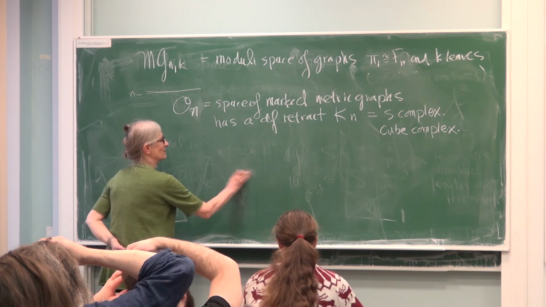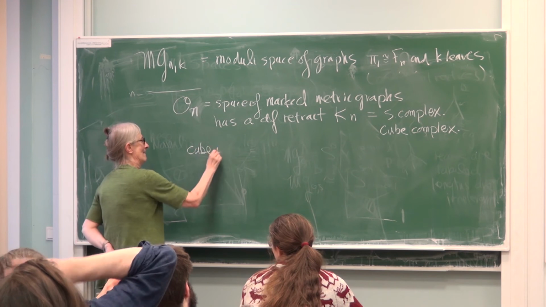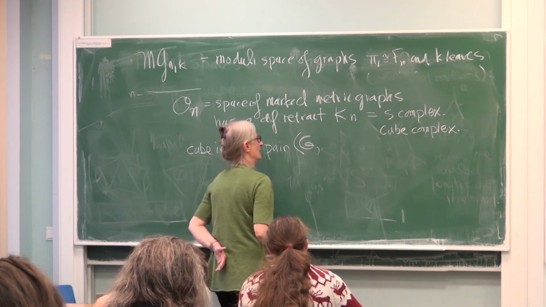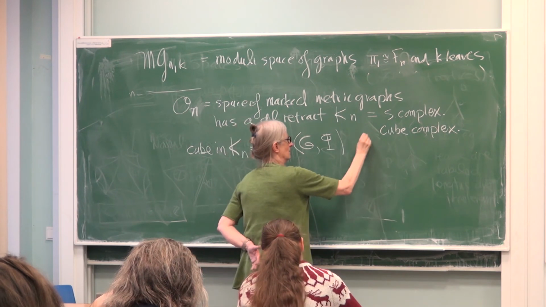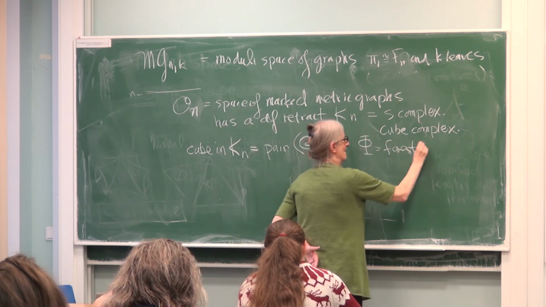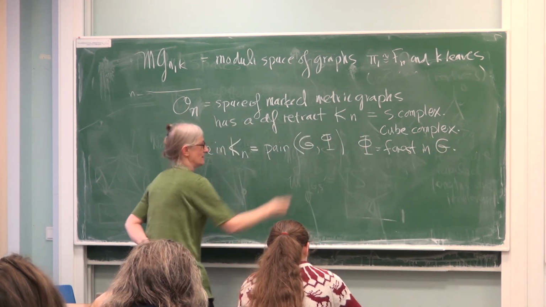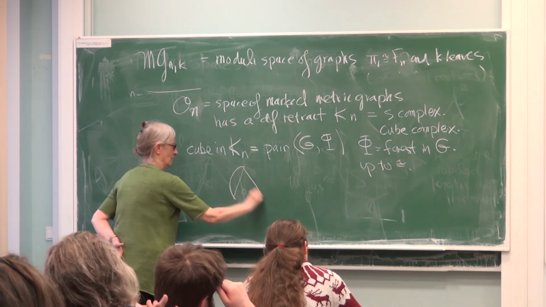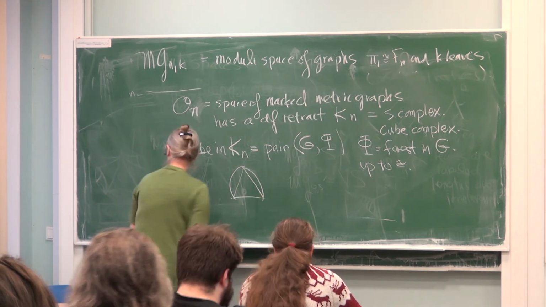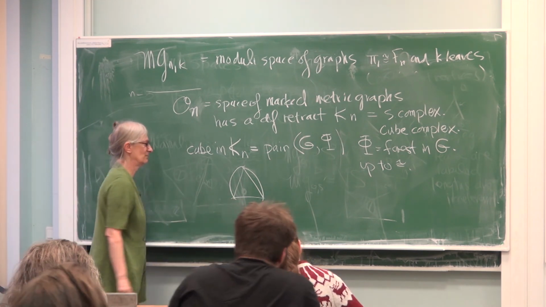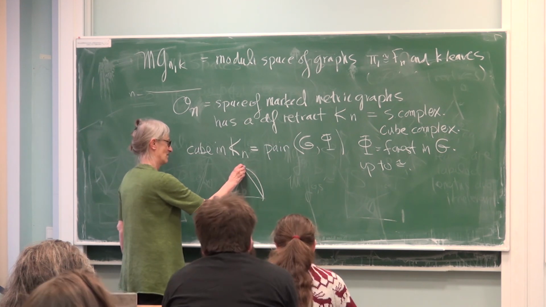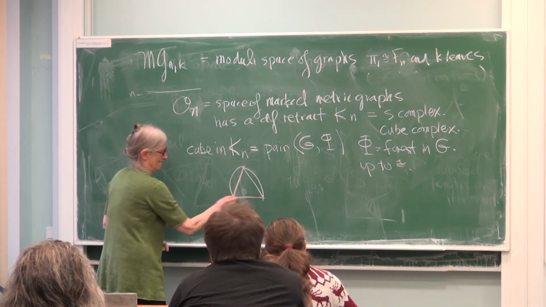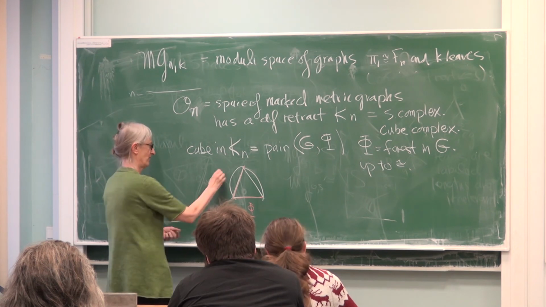So all I have to do is tell you what a cube in Kn is: a pair consisting of a graph and a forest. And this is up to isomorphism. So for instance, there's a graph, and I need a forest. My forest is only going to have one tree, because I don't have much time. So that's my forest, and that's my graph.